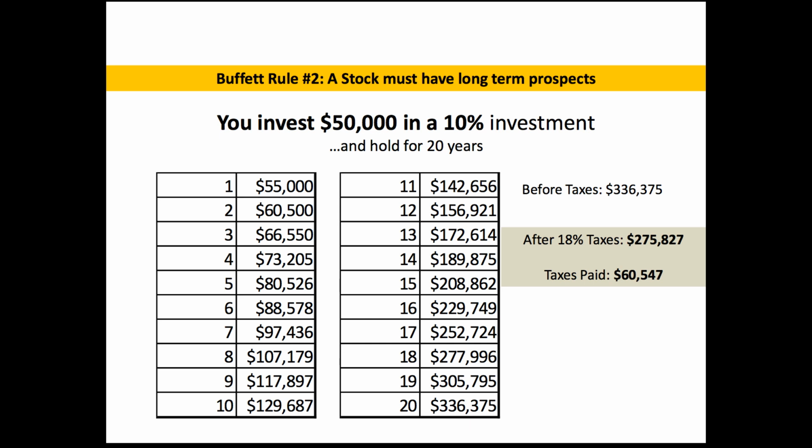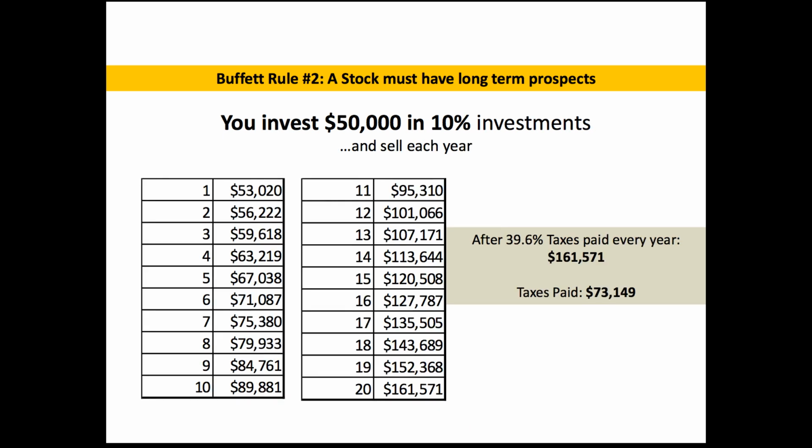And the taxes that we would pay would be $60,547. So that's a lot you're going to pay in taxes, but you also made a whole lot of money off of that $50,000 investment. And that's primarily because of the large 10% yield. So let's look at what happens if we are constantly selling and buying, but we're still making that 10% every year.